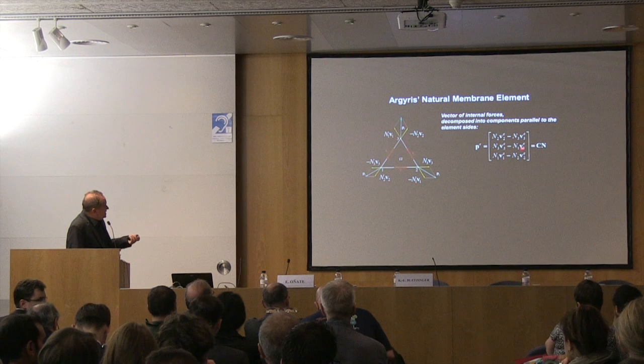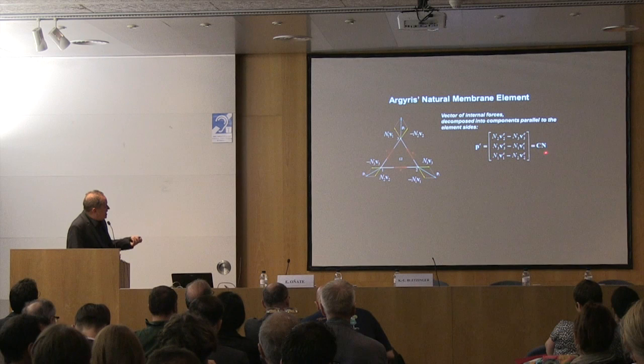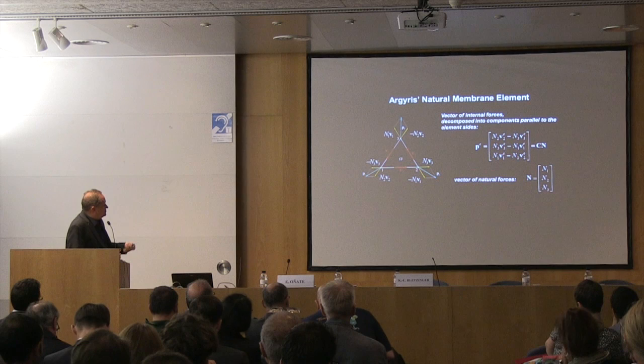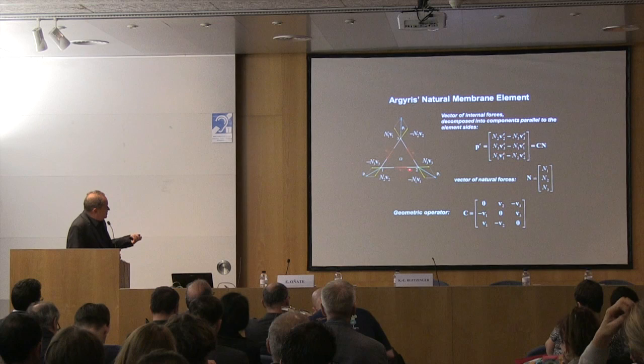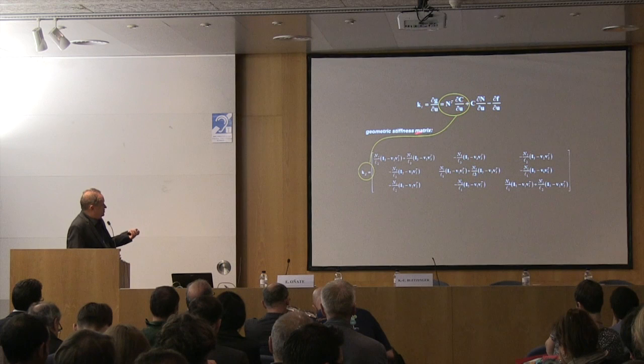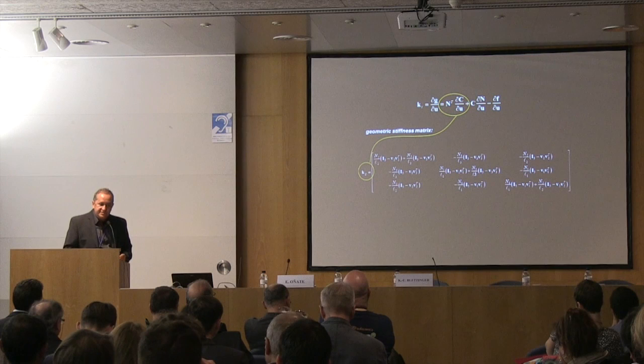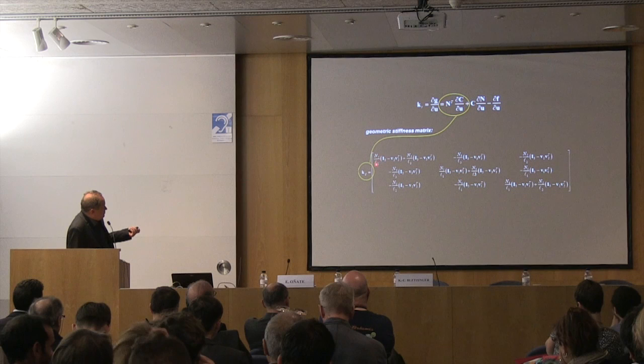And then again, we can write the internal loads as a geometric operator times a vector of natural forces, these forces along the sides of the elements. And here in the geometric operator, there are the unit vectors along the sides. And if we consider now the geometric stiffness matrix, it looks very much like the assembling of three cable or two elements. And here again this n over L factor appears.